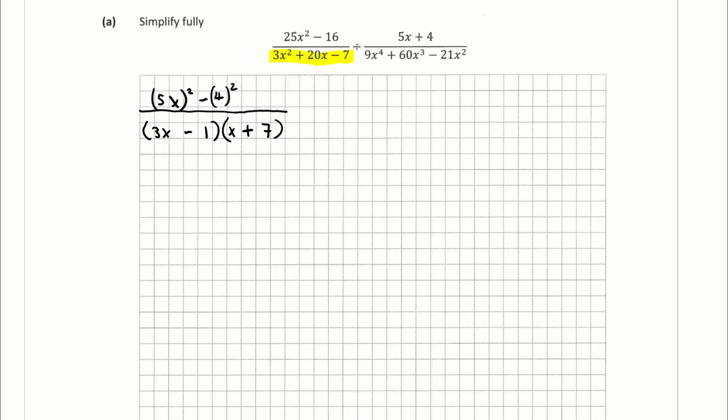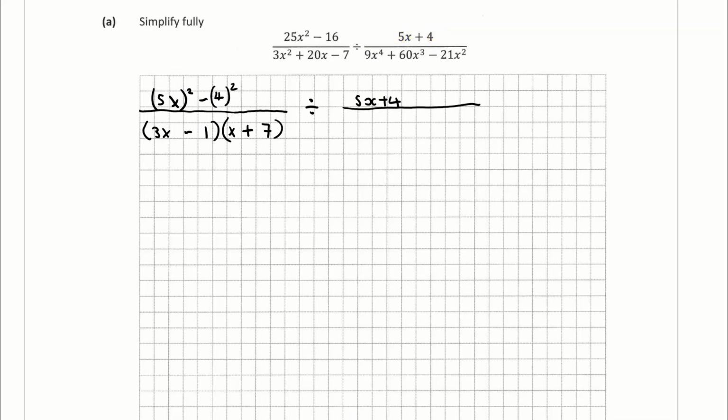I'm now going to put back in my division sign here. And I'm now going to factorize the second fraction. So let's start with the top. Is there anything I can do to that? Not that I can see. So that stays as 5x plus 4. And now on the bottom.